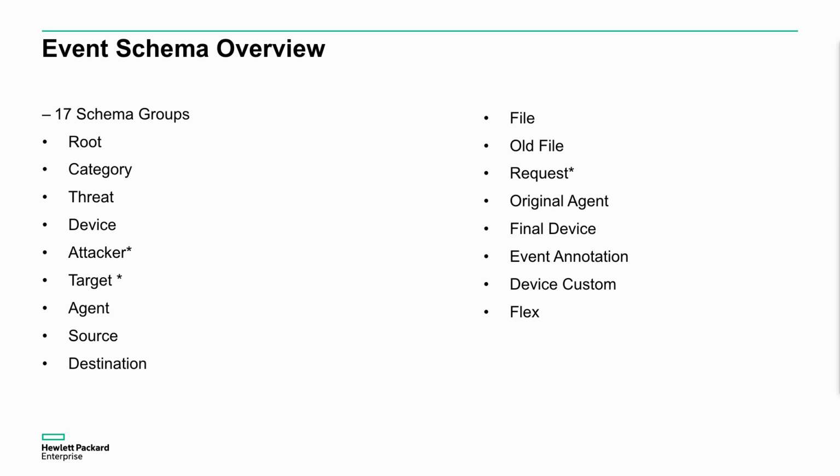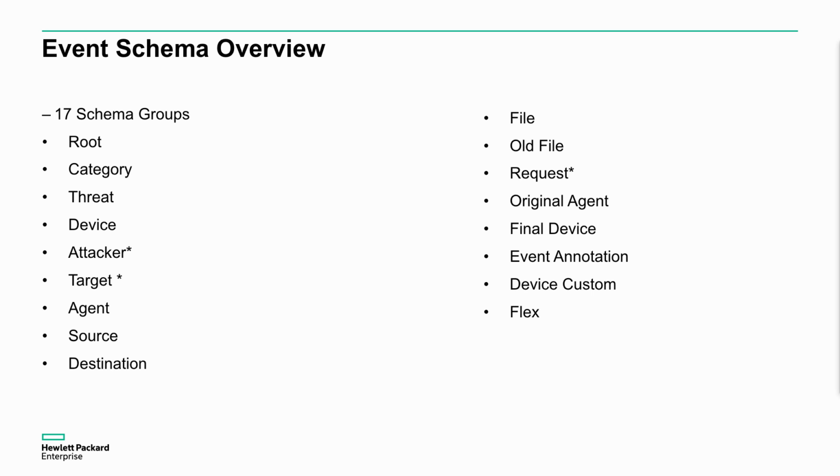There's the threat group, which was around the numbering scheme for the particular event. There's the device: what is it? Device product, device vendor, those are the common ones that most people will come across. You have the attacker and target. Now, notice here that they've got stars on that one. That's because it's a derived one, and I'll come back to that and explain it in a minute.